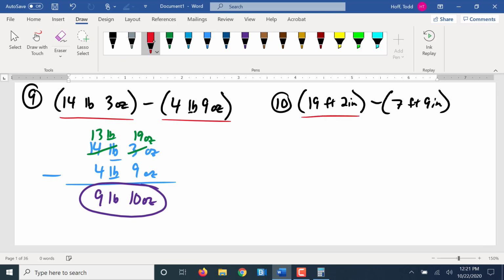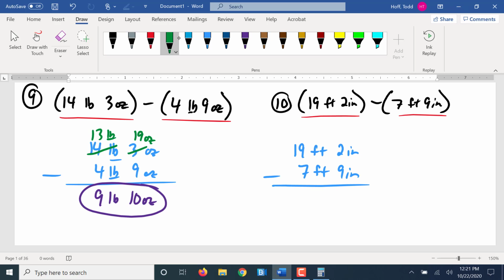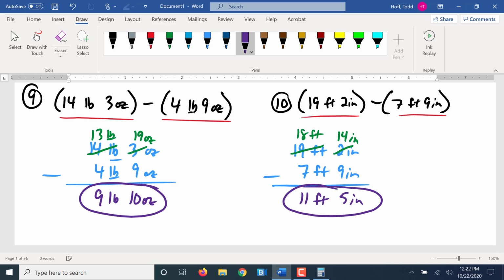Question number 10 is we're going to take 19 feet 2 inches minus 7 feet 9 inches. Again, I set this up vertically. 19 feet 2 inches minus 7 feet 9 inches. And again, 2 inches minus 9 inches can't be done, so I'm going to borrow from the 19 feet. This is 18 feet. Well, we borrowed there, that 1 foot is 12 inches. So 2 plus 12 makes this now 14 inches. 14 minus 9 is 5 inches. And 18 minus 7 is 11 feet. That gives us 11 feet, 5 inches.